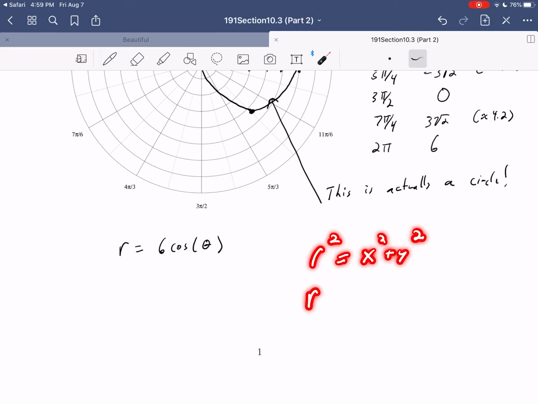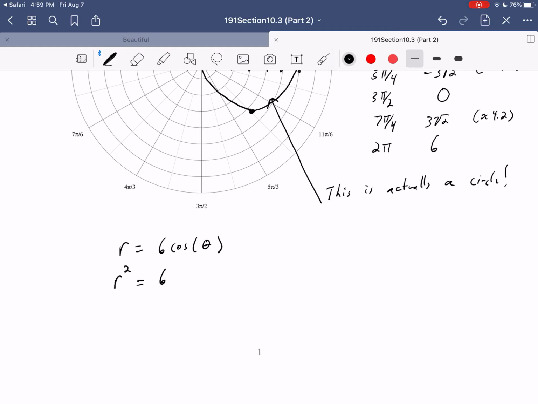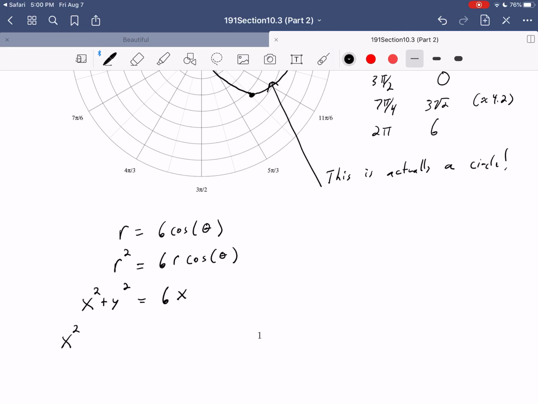And we also had a relation that r cosine theta was equal to x. So notice we could get those two things by multiplying both of these by r. So if we multiply both sides by r, we get 6r squared equals 6r cosine theta. We can replace this side with x squared plus y squared, and this r cosine theta with x, so we get 6x. Then notice you could rearrange that as x squared minus 6x plus y squared equals 0.